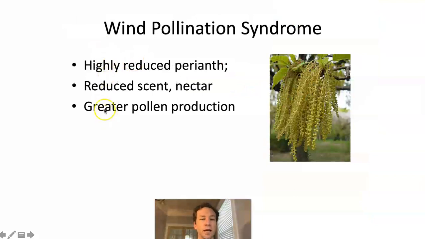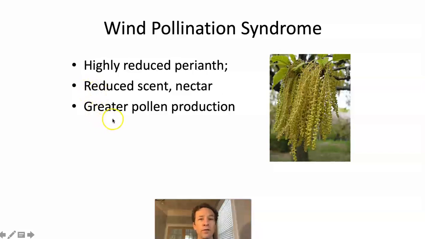Finally, we've seen some examples of wind pollination. If a plant is wind pollinated, it's not trying to attract pollinators, but it is trying to get its anthers and its styles out into the wind. So in this case, petals and sepals are going to get in the way, and they tend to be absent or highly reduced. There's no reason to make scent or nectar if the plant is not trying to attract pollinators, and so those traits tend to go away.